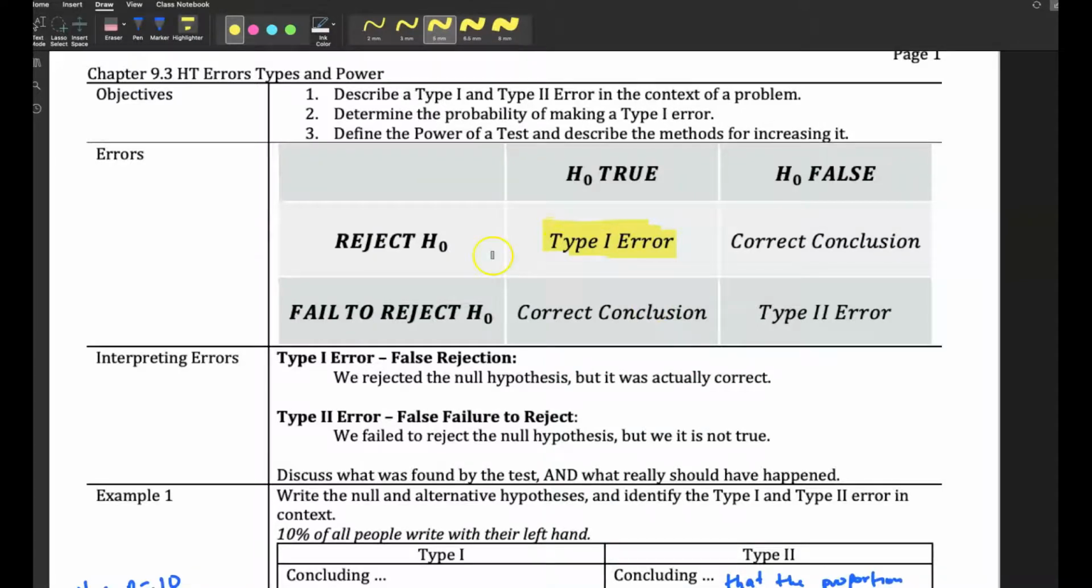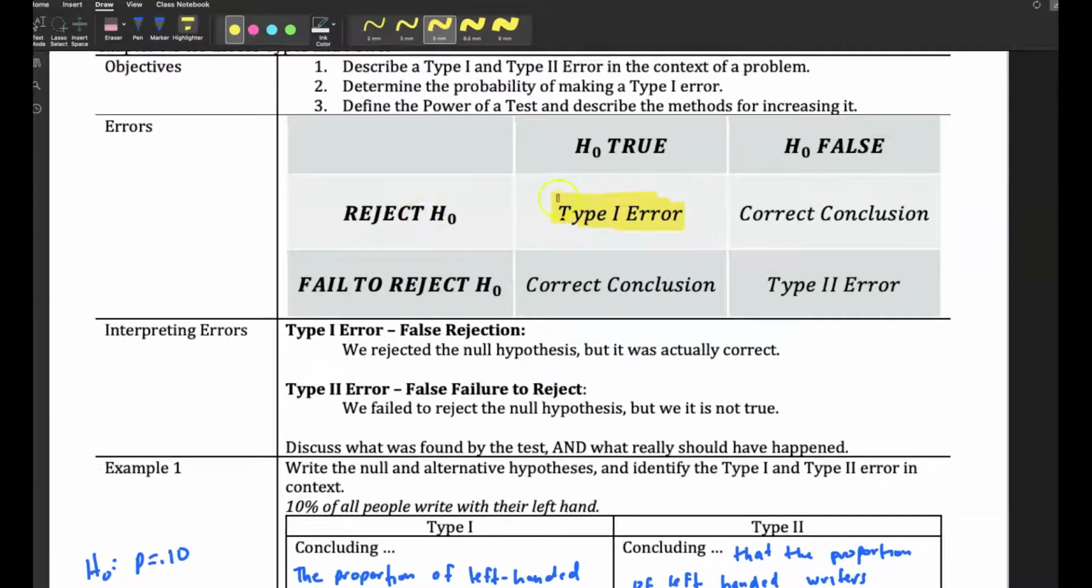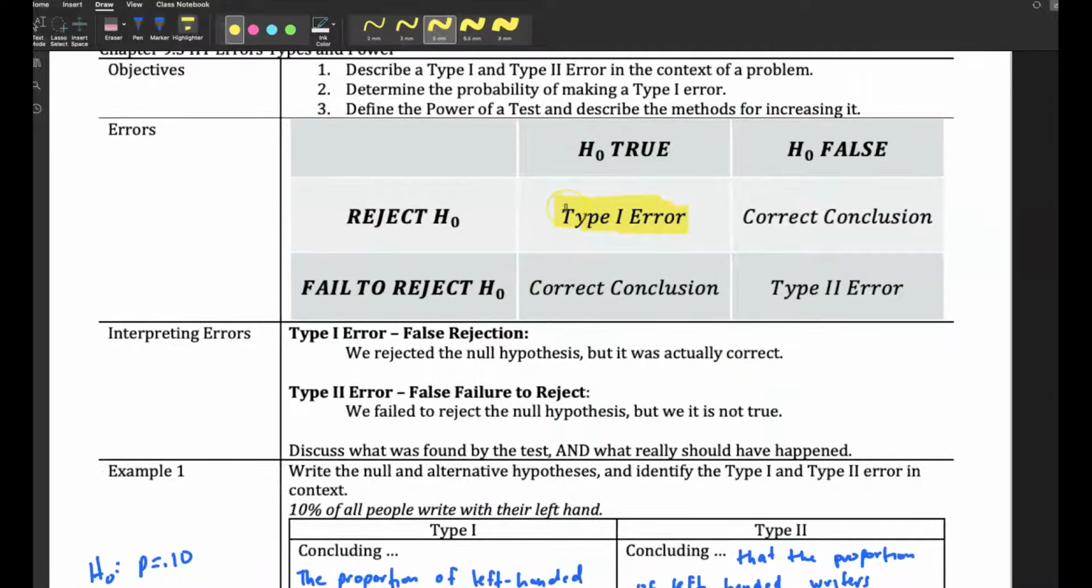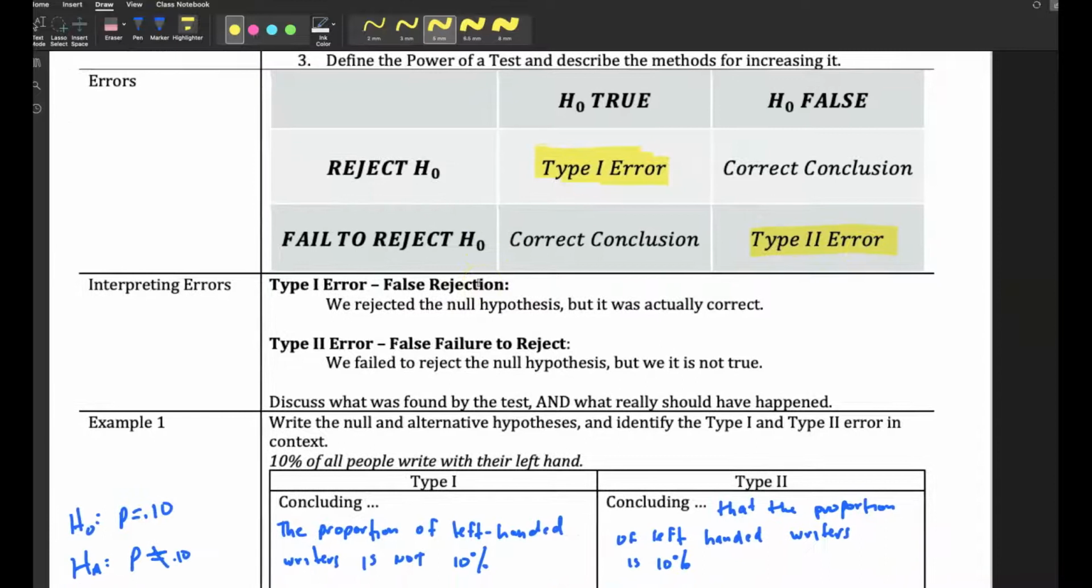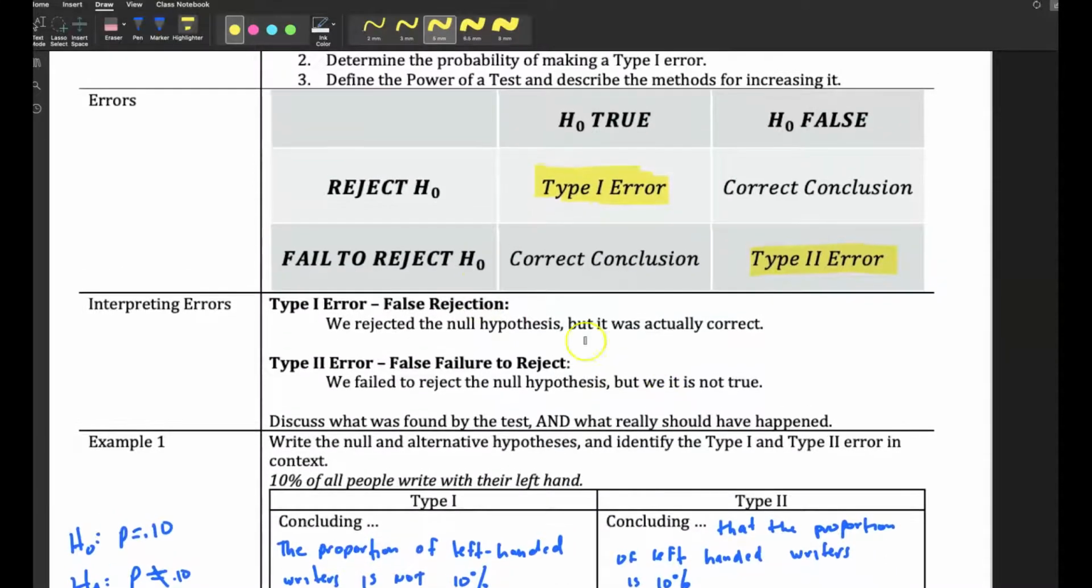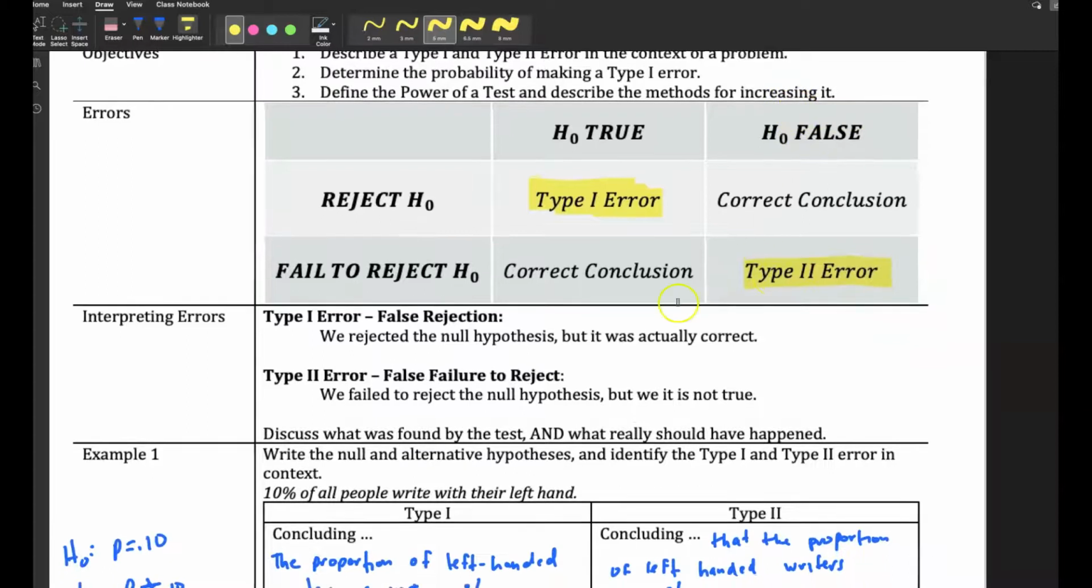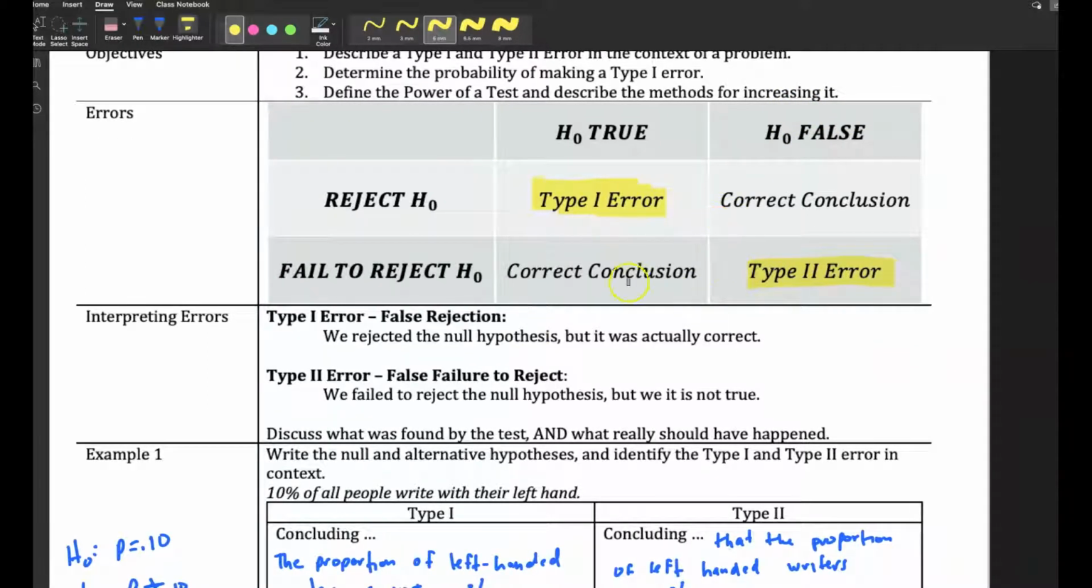And so a Type 1 error is when you reject the null hypothesis, we say reject, but in the real world, the null hypothesis is actually true. A Type 2 error occurs when we say fail to reject the null hypothesis, but the null hypothesis is actually not true, it's false. We're correct when we say fail to reject when the null hypothesis is true; we don't reject it if it's true.